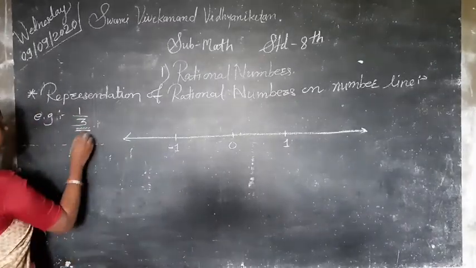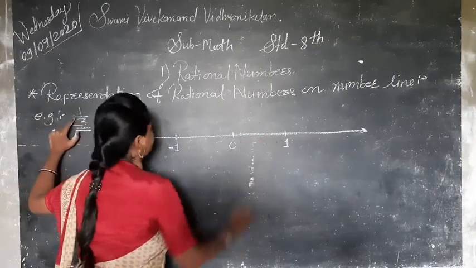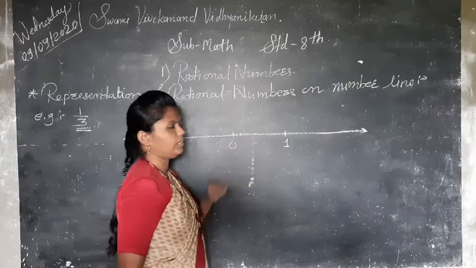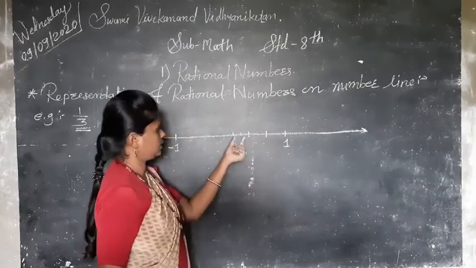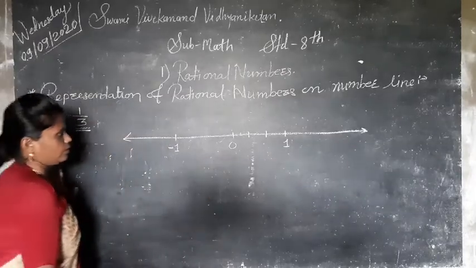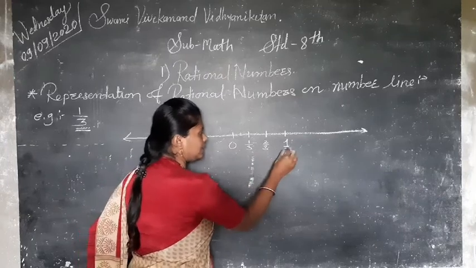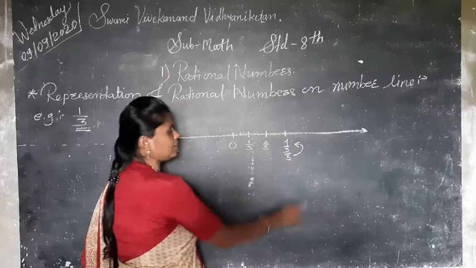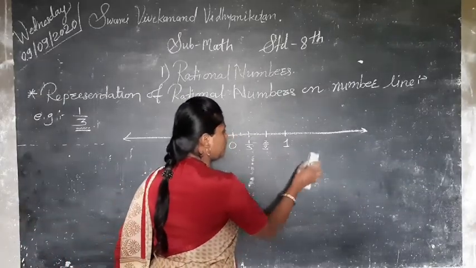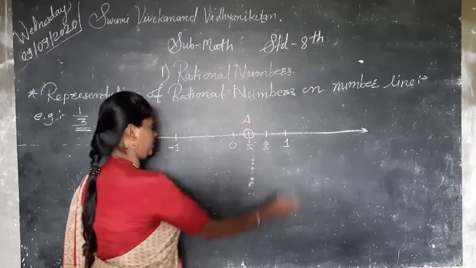Now look at the denominator carefully. The denominator tells you how many divisions you have to make between 0 and 1. Here your denominator is 3, so you have to make 3 equal parts of the 0 to 1 region. This is the first one, second one and third one. Now we have 3 divisions between 0 and 1. This is 1/3, this is 2/3, and this is 3/3, which is nothing but 1. This is a very simple and easy method, but you have to represent the numbers carefully. This is the number that you have to represent, and you can give it the letter A.